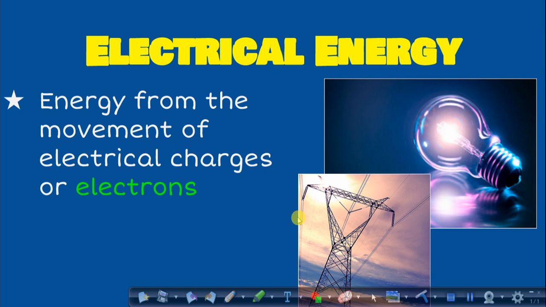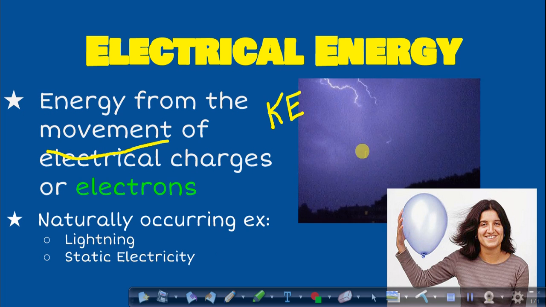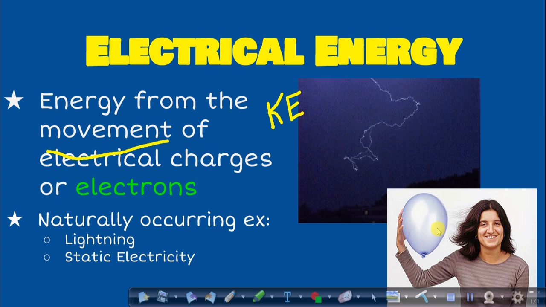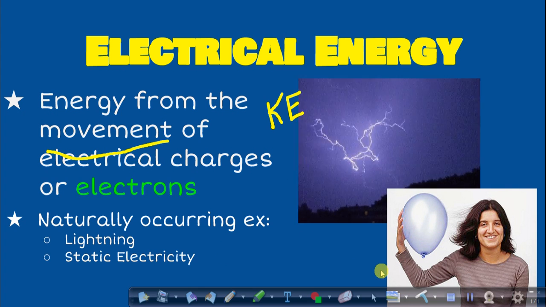Our second type is electrical energy. Just like electromagnetic energy, we see this word movement. It's the movement of electrical charges. And we know that this is an example of kinetic energy. It's the movement of electrical charges or electrons. Remember that electrons are the tiny negative pieces of an atom. And we've got 2 types. We've got lightning and static electricity. We're going to talk so much more about electrical energy in our next chapter.